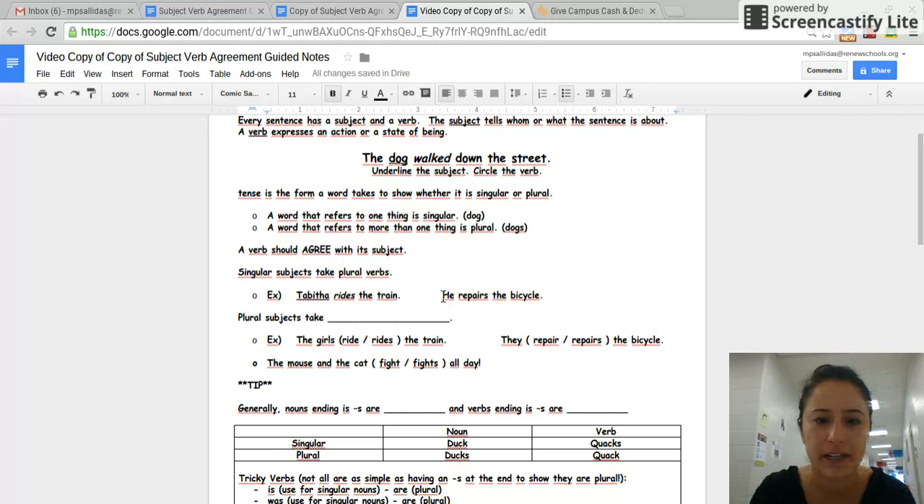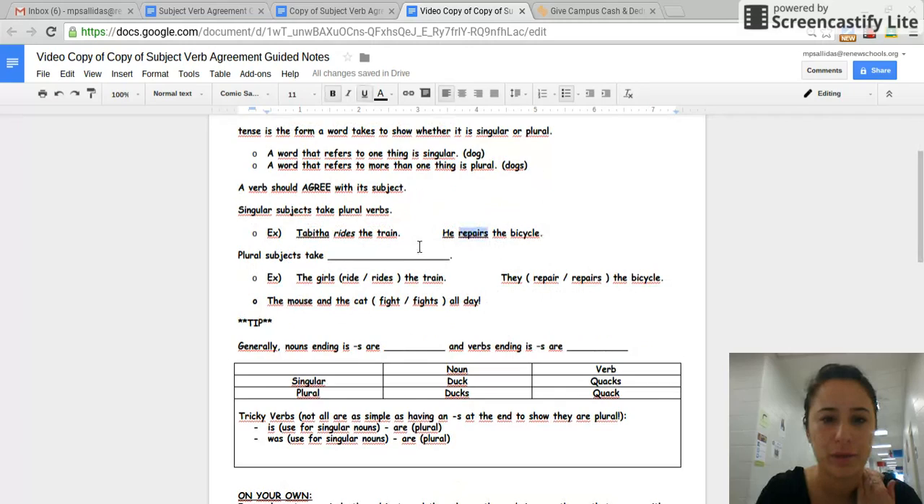Take a look right here. He repairs the bicycle. He is a singular subject. And then our verb is what? Our verb is plural, and we know it's plural because there's an S at the end. So there is more than one when there's an S. But also, it kind of goes the other way.